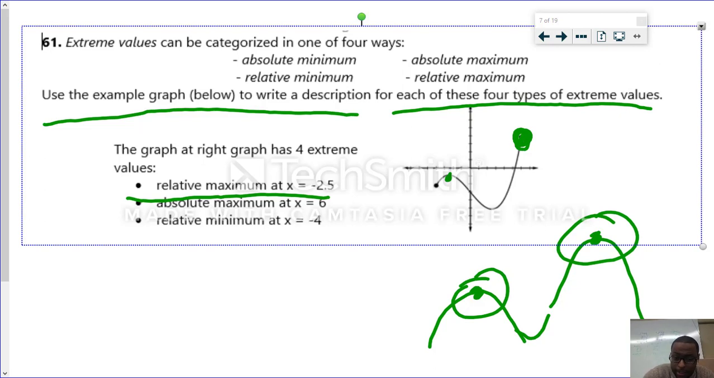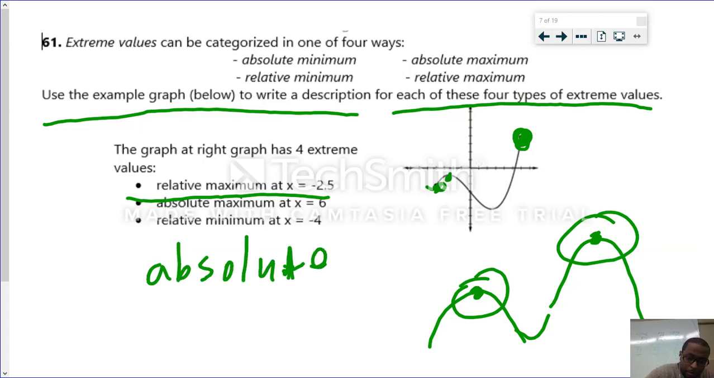In this case, your relative minimum is negative 4. Why? Because it's your second lowest point. Now, something is missing from here. What's missing from here is the absolute minimum.